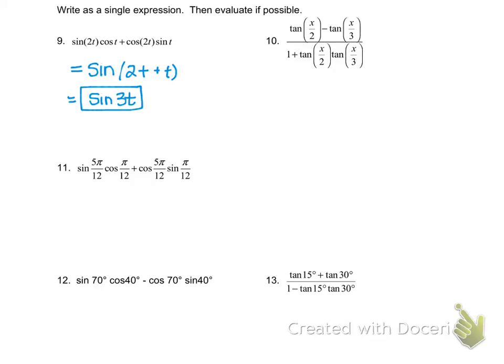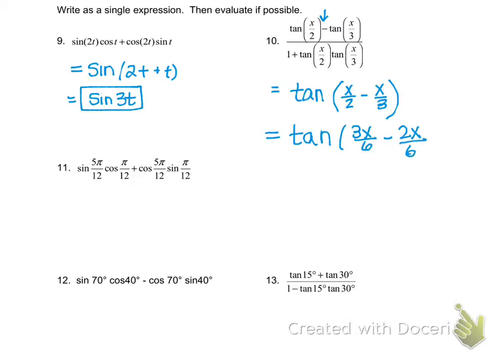Number 10 is the difference formula for tangent. You know it's a difference formula from this sign up top on the numerator. So our alpha and our beta values are x over 2 and x over 3. So we're going to say that this equals tangent of x divided by 2 minus x divided by 3. And we can simplify that with common denominators. It gives us 3x over 6 minus 2x over 6, which simplifies into tangent of x over 6.